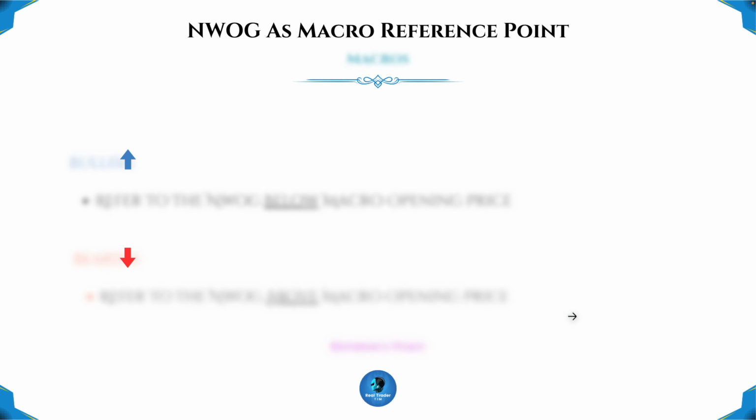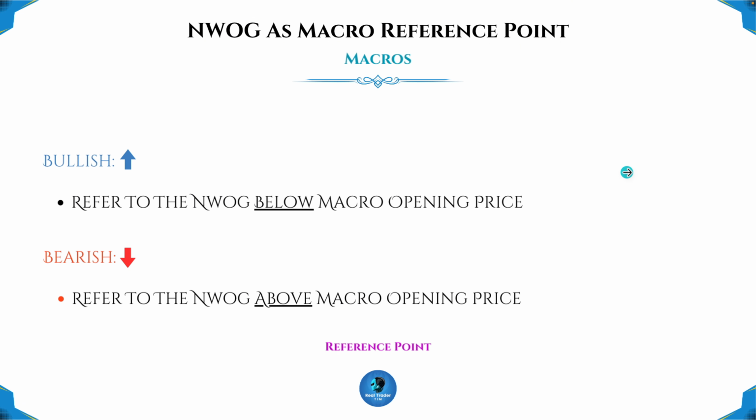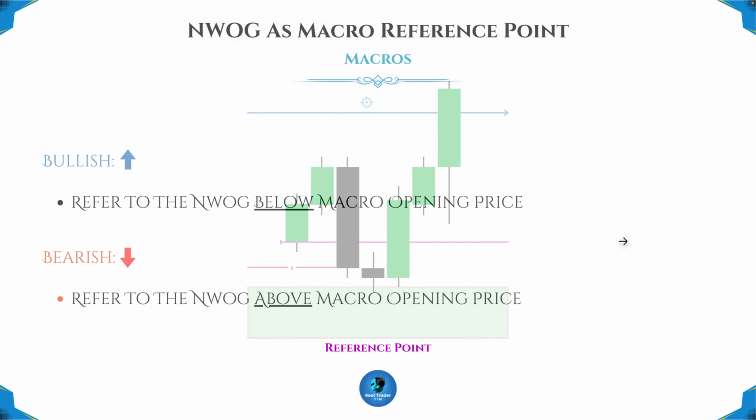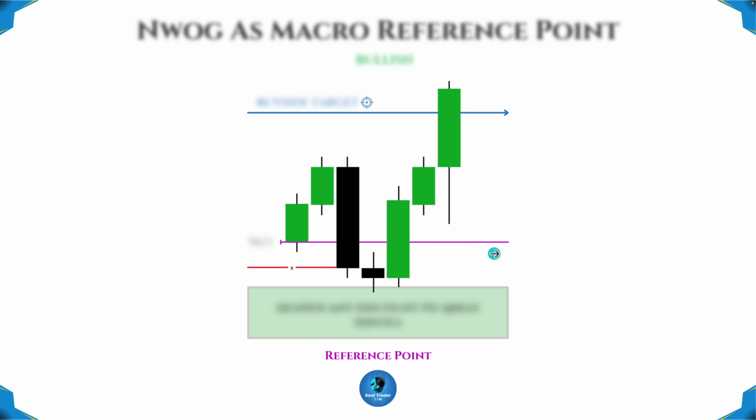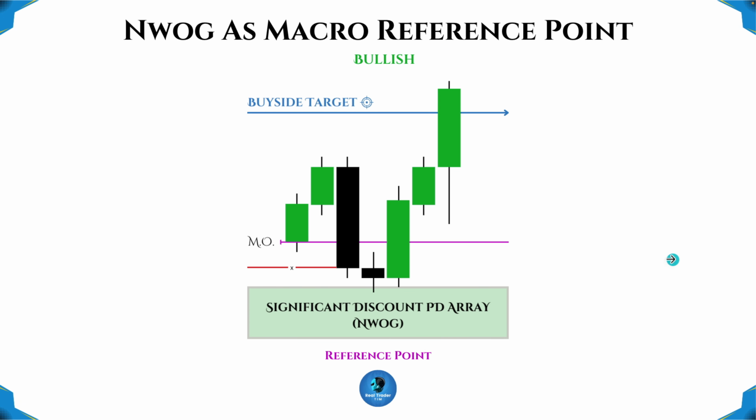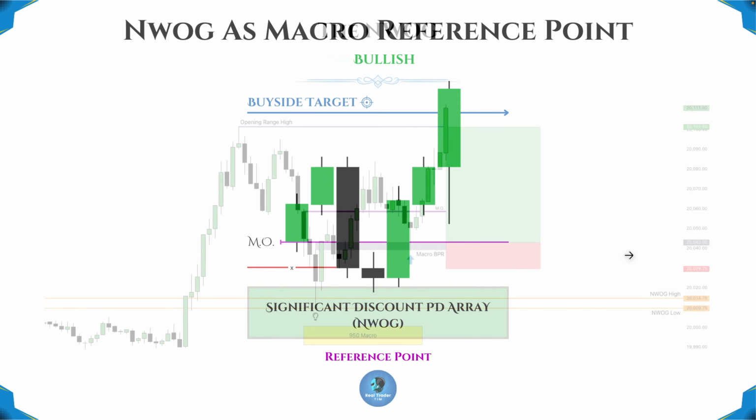So if we continue forward, the new week opening gap as a reference point during a macro, we want to see macro power of 3 when we are bullish take place and refer to the new week opening gap below macro open. When we are bearish, you flip it and you want to see price refer to the new week opening gap above macro opening price. Okay, this is the visualization for a bullish example. You guys know at this point what we are looking for.